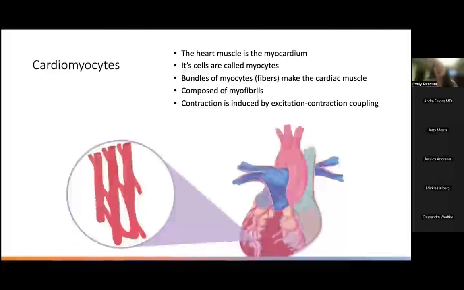So just to start off with the basic stuff, the heart muscle is called the myocardium. Its cells are called myocytes. Bundles of myocytes make up the cardiac muscle. They're composed of myofibrils, and contraction is induced by excitation contraction coupling.